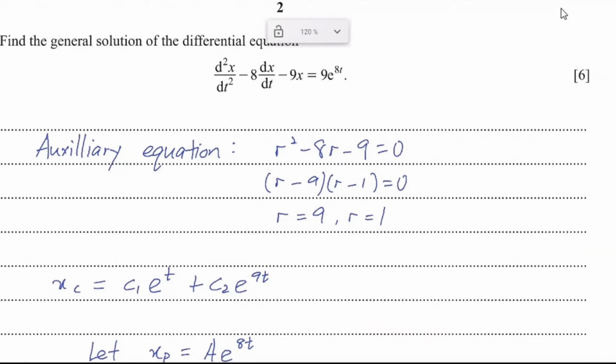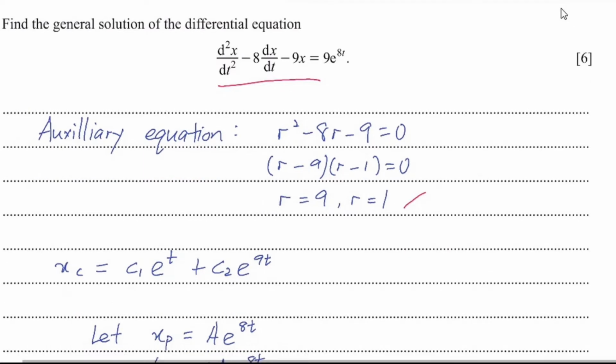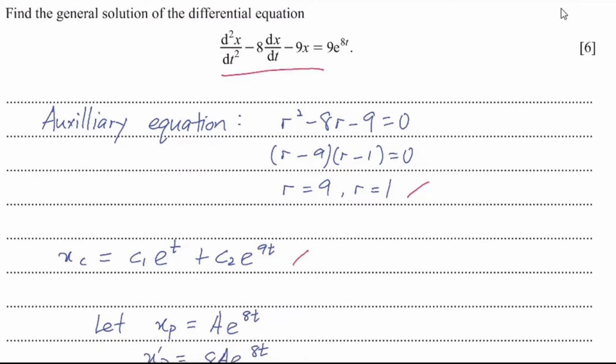The first step is of course the auxiliary equation, where we get the coefficients from the left hand side, and we're solving this quadratic equation and getting the roots. So those roots, we just have to recall the form. So these are the roots. That gives us this complementary solution.